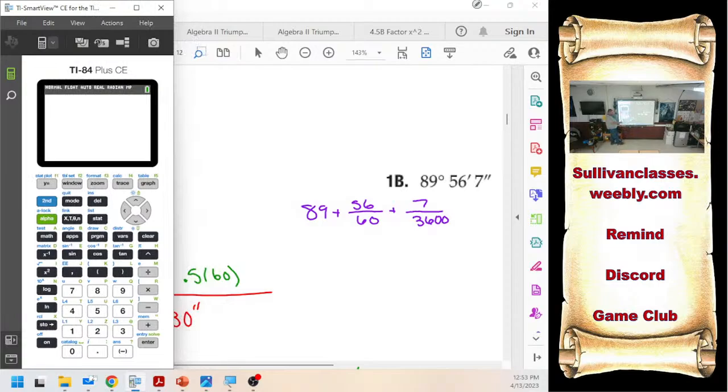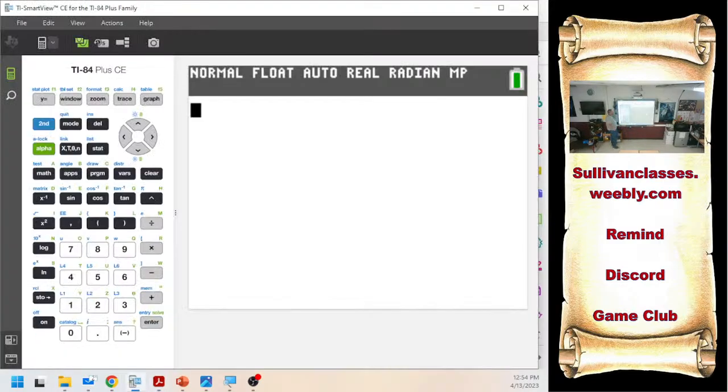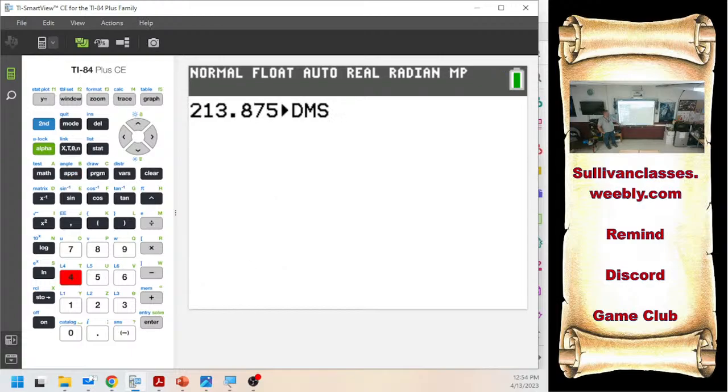All right. This was 213.875 degrees, right? Look above apps for angle. Switch over to DMS.